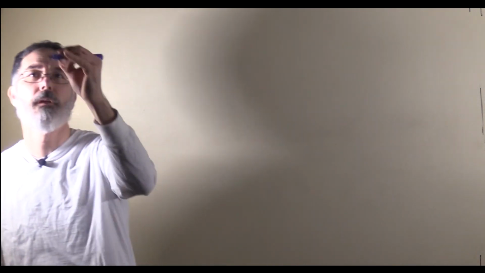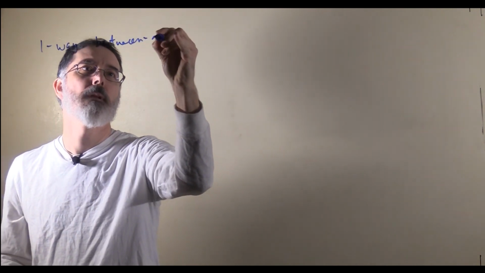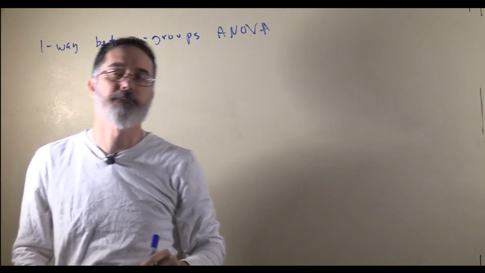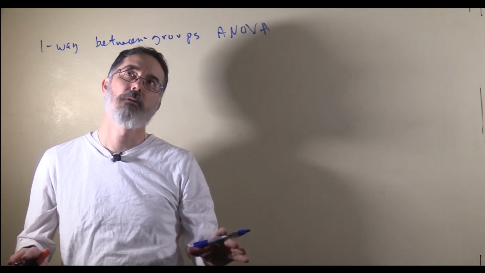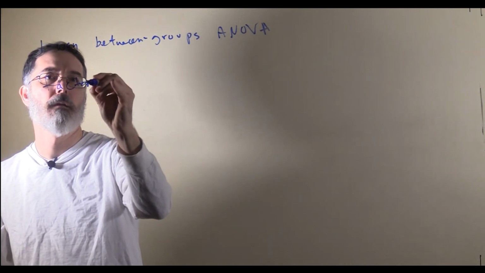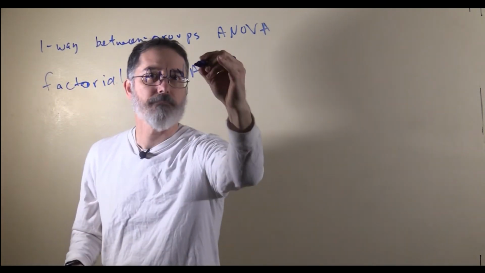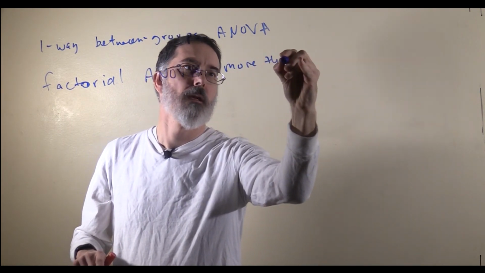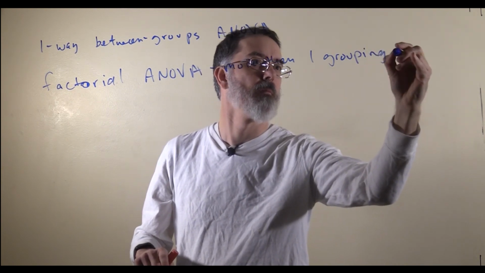So we've already talked about one-way between groups analysis of variance. And now we're going to talk about a slightly more complicated situation. It's called a factorial ANOVA. And for these, there's more than one independent variable or grouping variable.